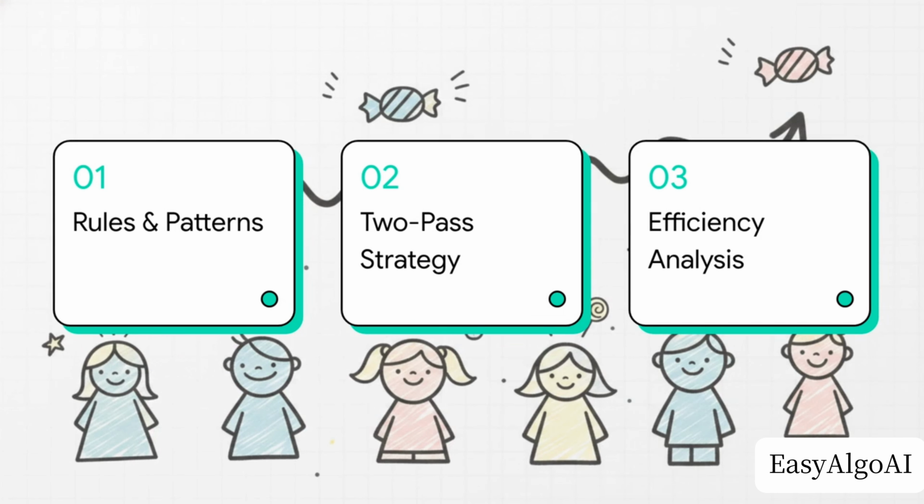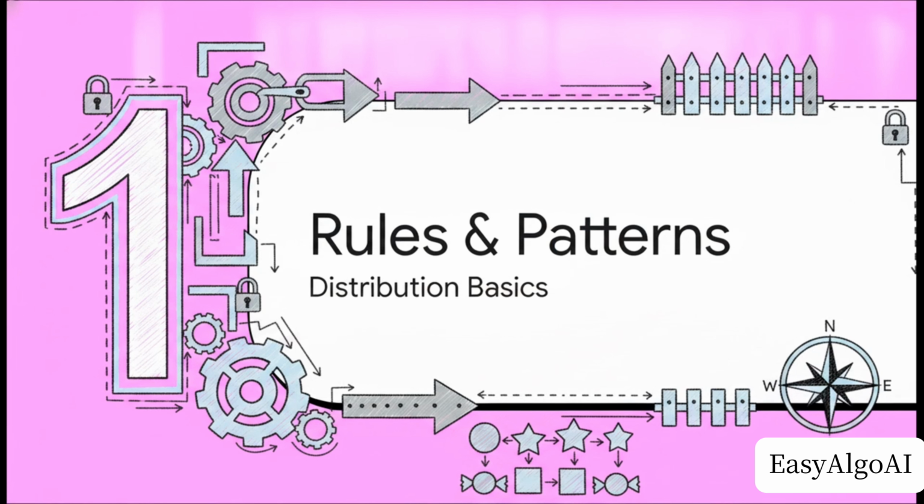Okay, so here's our roadmap for today. We'll start with number 1, distribution rules and patterns. Then move on to 2, the complex two-pass strategy. And finally, number 3, efficiency and conclusion. All right, section 1, distribution rules and patterns.